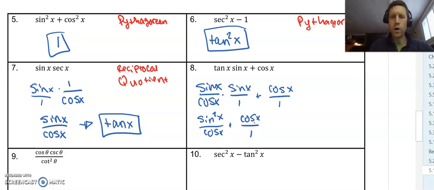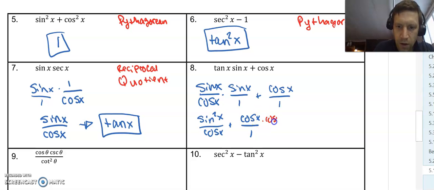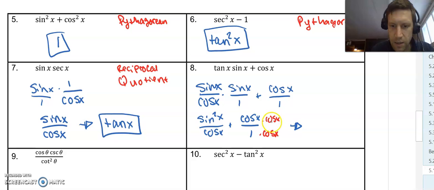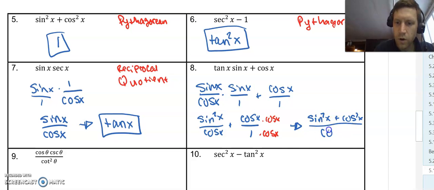Well, I need to get one term, right? So really I need to combine these fractions somehow. I think if I get a common denominator of cosine, then I can hopefully add those together. So cosine of x times cosine of x is cosine squared. So I get sine squared of x plus cosine squared of x all over cosine of x.